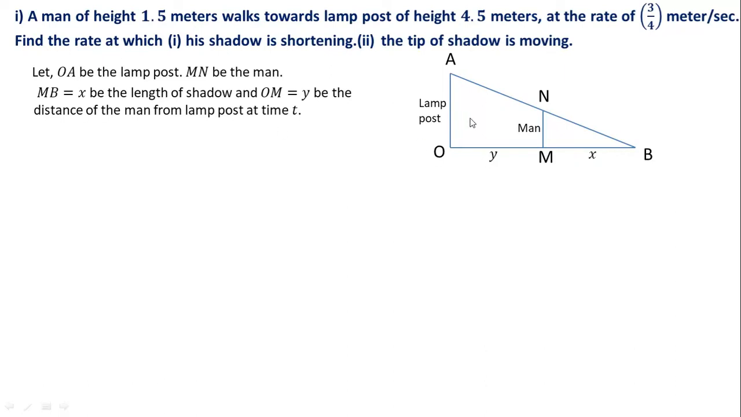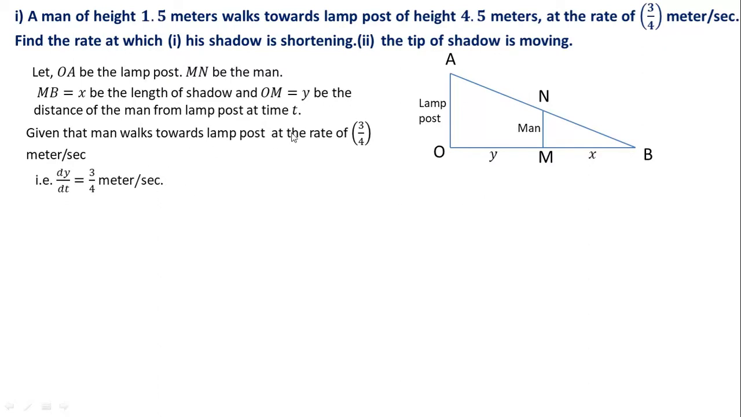Now as per this diagram, what is given to you? See, it is given that man walks towards the lamp post at the rate of 3 by 4 meter per second. See, man is walking towards the lamp post like this, and its rate is given 3 by 4 meter per second. Now as per our assumption, here the distance between lamp post and man is given to you y. So mathematically, the rate of 3 by 4 meter per second means it is given that dy by dt is equal to 3 by 4 meter per second.